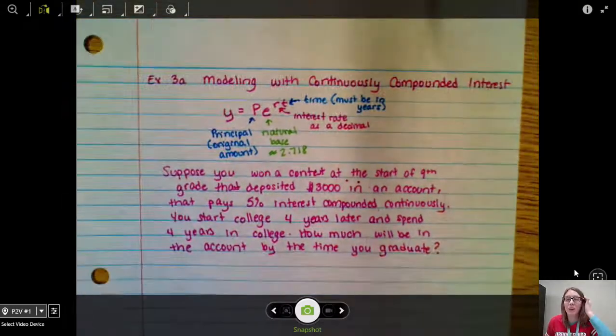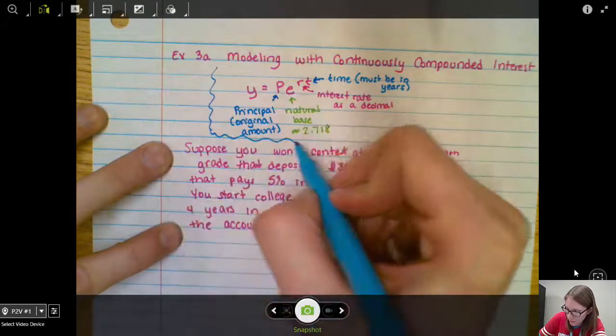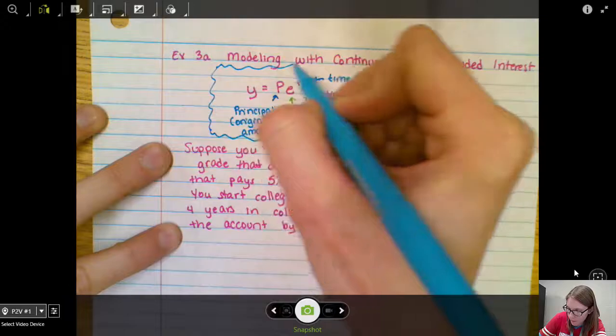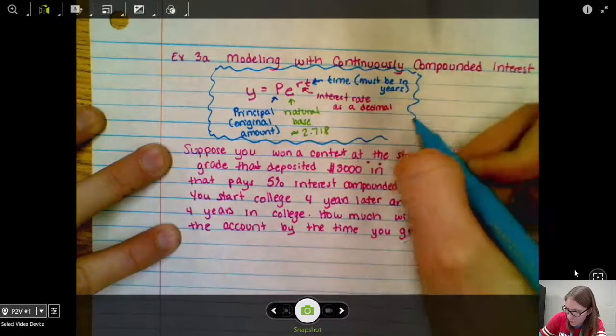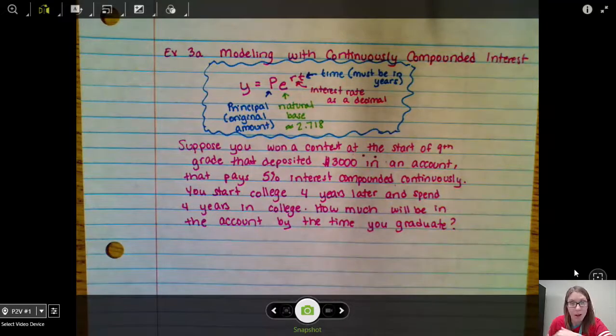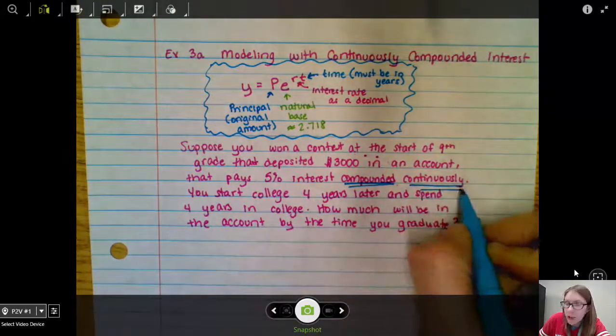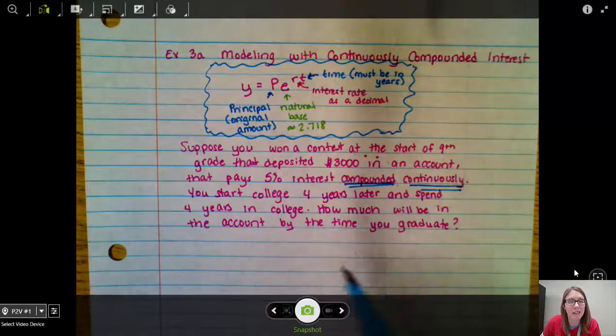Okay, it's kind of a long word problem here. Before that, I'm going to circle my equation up here. Now looking at our word problem, there's two words that we really have to keep an eye out for. For any of our applications, if you ever see these words compounded continuously, that's your clue. We need to use this PERT formula, y equals p times e to the rt, for continuously compounded interest. If you don't see these words, you will not use this formula.